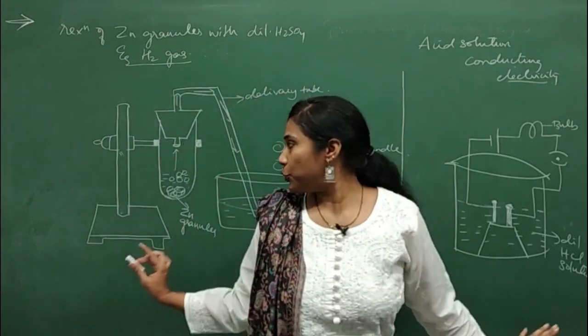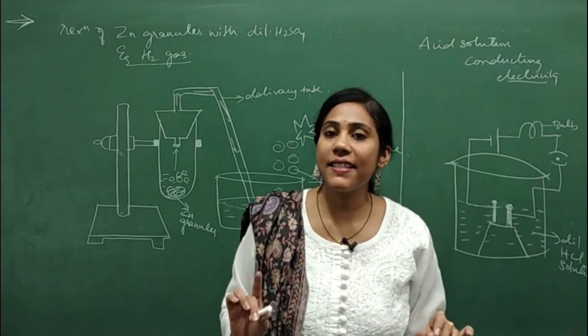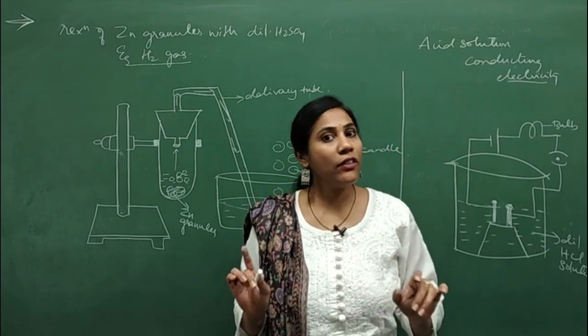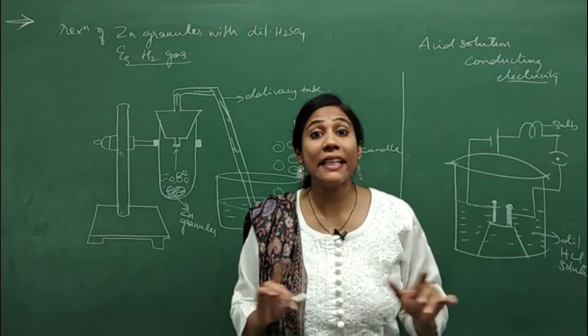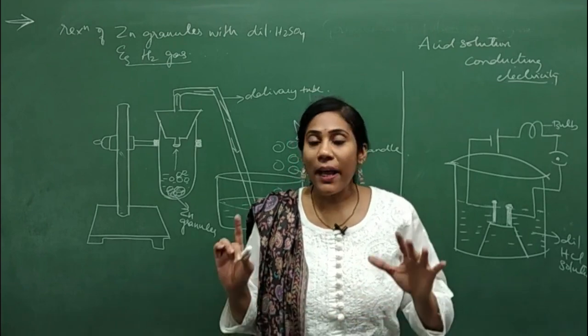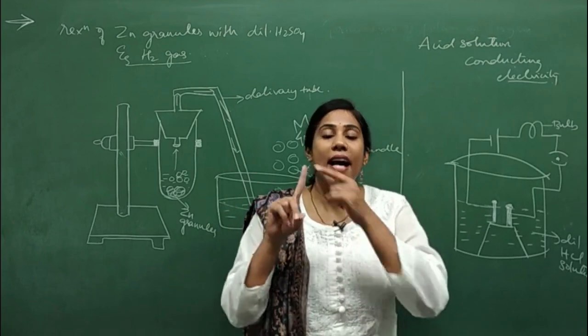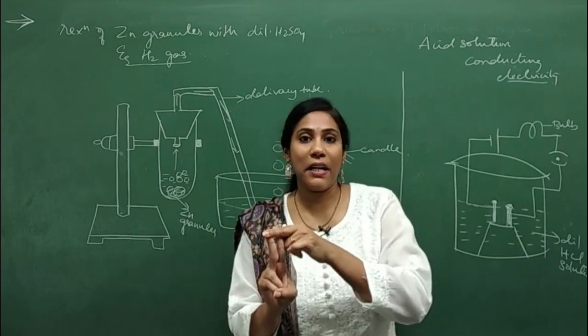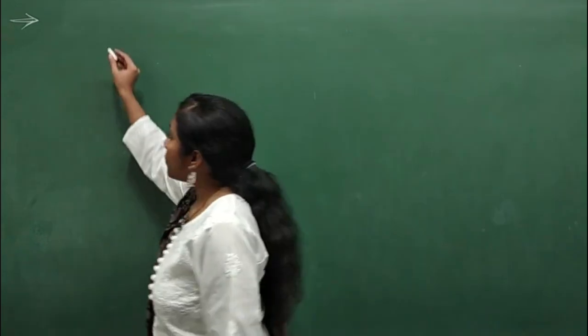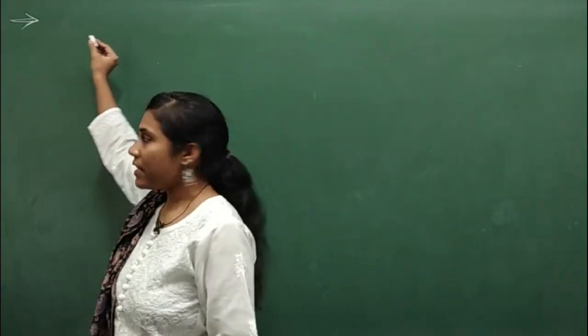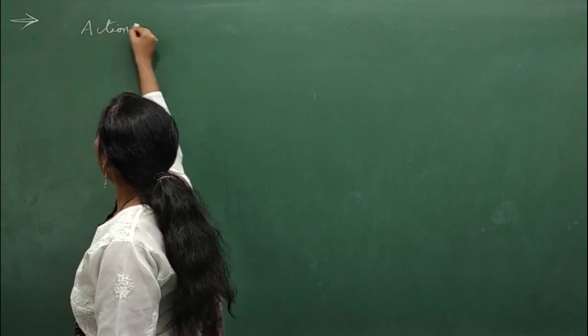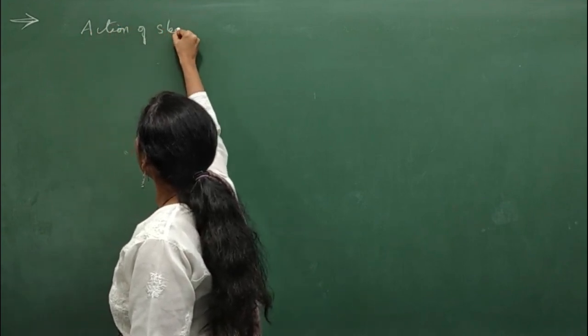These are the two diagrams from the chapter Acids, Bases and Salts. Now we will see a diagram from the Metals and Non-metals chapter. Among the three diagrams, definitely one diagram is asked, either for 2 marks or 3 marks. Clear? Fine. Here is a diagram from the Metals and Non-metals chapter: action of steam on metal.